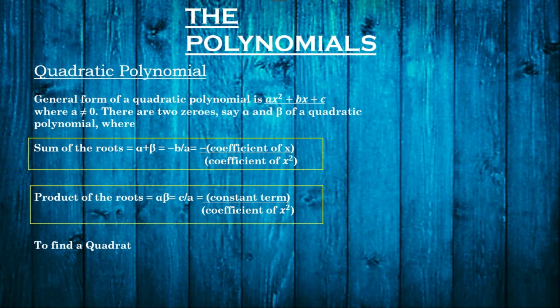There is one more important formula to find a quadratic polynomial when the sum and product are given. When the sum and product are already given in the question, in order to find a quadratic polynomial, we need to apply this formula: x squared minus (sum) x plus product is equal to 0.